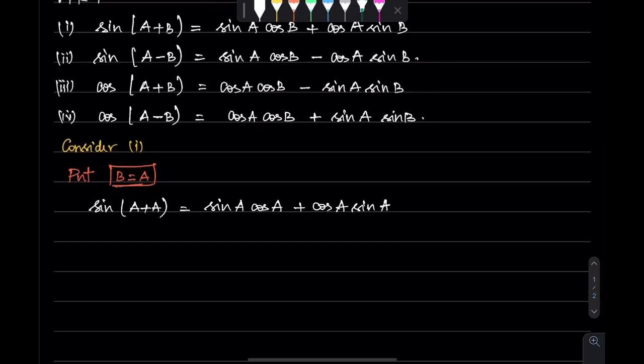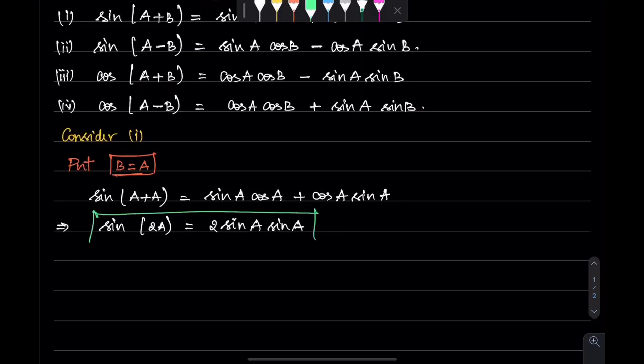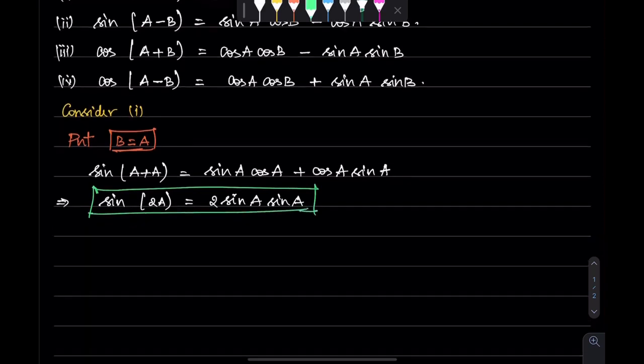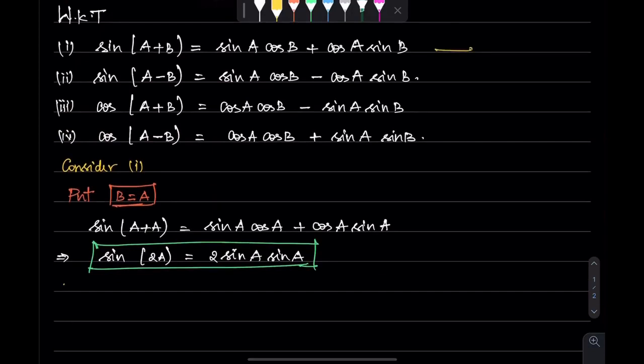Children, now what does this become? Sine of 2a will be equal to 2, because since it's the same, it is 2 sin a cos a. This is one other result, children. So sin 2a is equal to 2 sin a cos a. Now let's name this first result, second, third, fourth. Now what we got here is the fifth one.